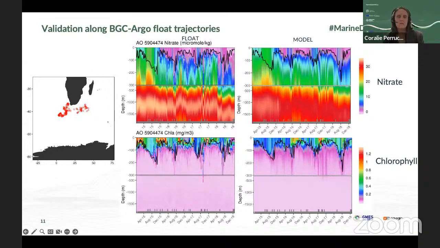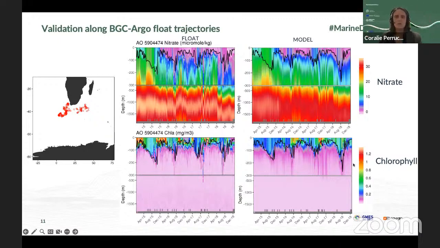So at last, we also monitor the quality of the system along the trajectory of each BGC Argo float. Here you have one example of a float that starts flowing in the Antarctic circumpolar current and then goes into the Agulhas current. The left panels correspond to the float measurements and the right ones to the model. On the top, you have nitrates and bottom chlorophyll.